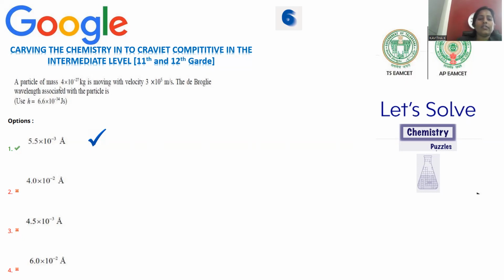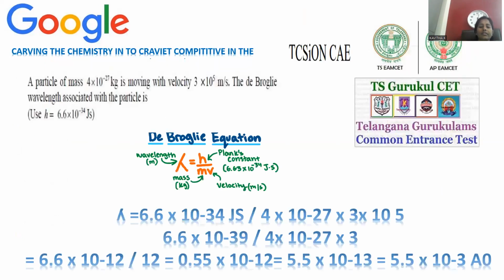If you know this, velocity is known to you, mass is known to you, Planck constant is known to you. So we will put all these terms in the de Broglie wavelength equation so that we will get the value of lambda. The de Broglie equation is lambda is equal to h by mv. Directly they are asking for the wavelength only. So the direct formula we can use over here, lambda is equal to h by mv, is the de Broglie equation.